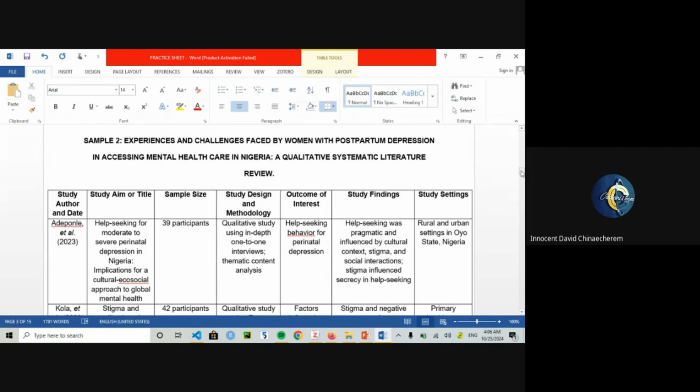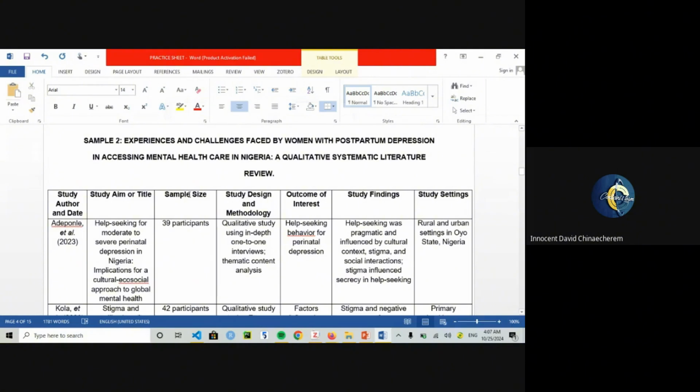Now we take a look at this other sample here. Here the study is looking at the experiences and challenges faced by women with postpartum depression in accessing mental health care in Nigeria. So what are the domains of the data extraction from here? We have the study author and date, we have the study aim or title, we have sample size, study design and methodology, we have the outcome of interest, we have the study findings extracted, and we have the study setting.